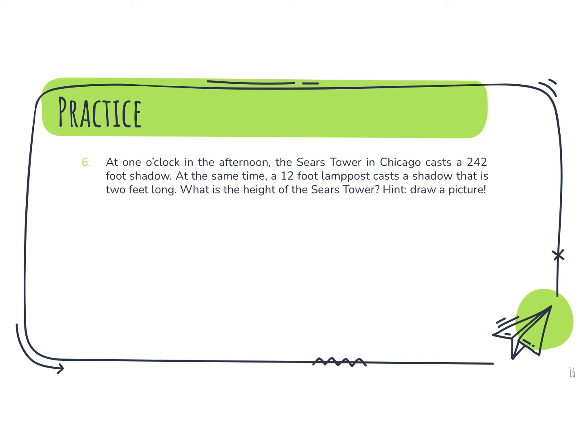Okay. Sears Tower. Wow, Sears Tower, really, really tall. So we have our tower. Here's like the antenna thing. It casts a 242-foot shadow. Shadows are on the ground, in case you didn't know that. At the same time, a 12-foot lamppost casts a shadow that is 2 feet long. Okay. What is the height of the Sears Tower?